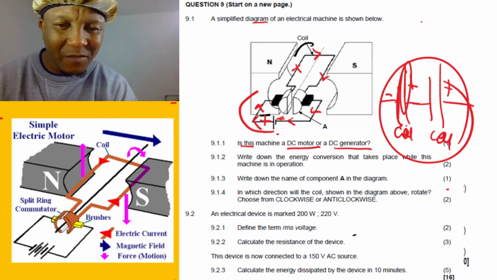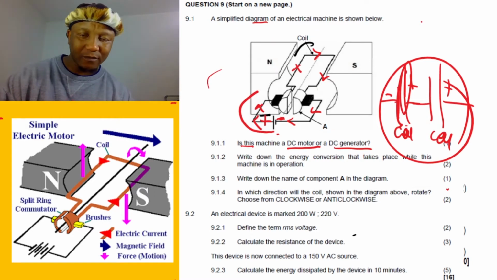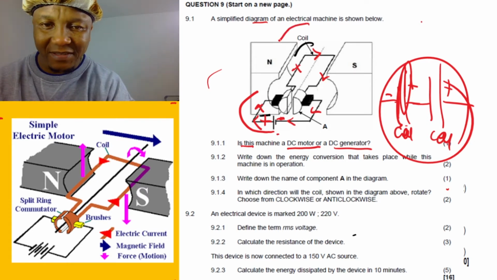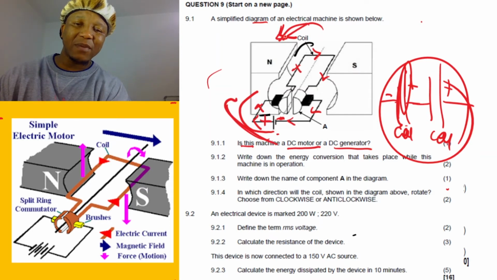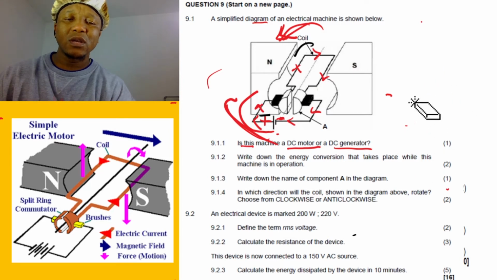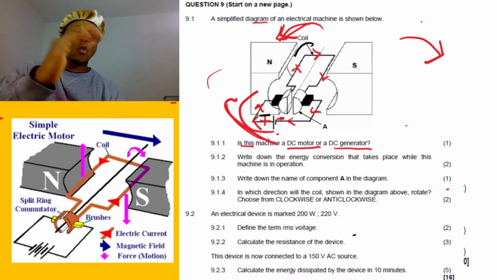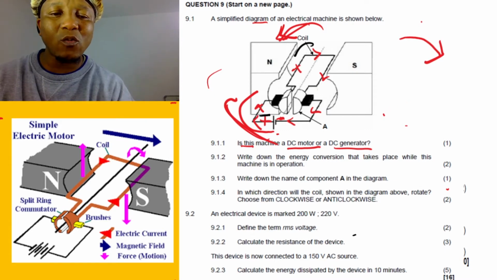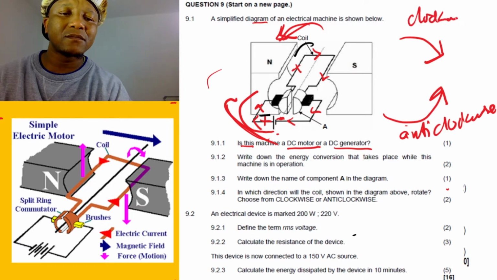So the interesting part is, if the current moves this way, the coil is going to move in the opposite direction, like this. If the current moves that way, the coil is going to be rotating this way. Look, we have two rotations. The rotation which goes like a watch, we call it clockwise. Anti-clockwise is the one which goes in this direction. This one is clockwise, but this one is anti-clockwise.